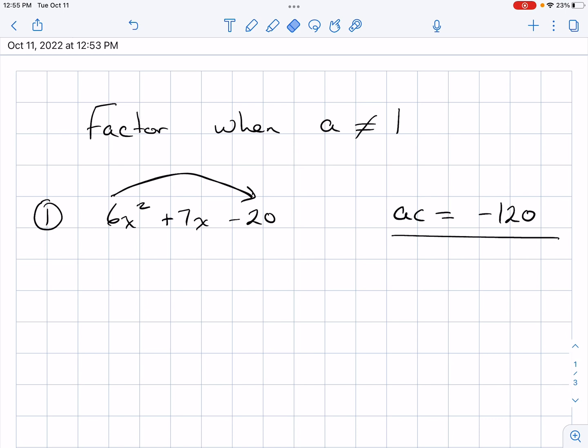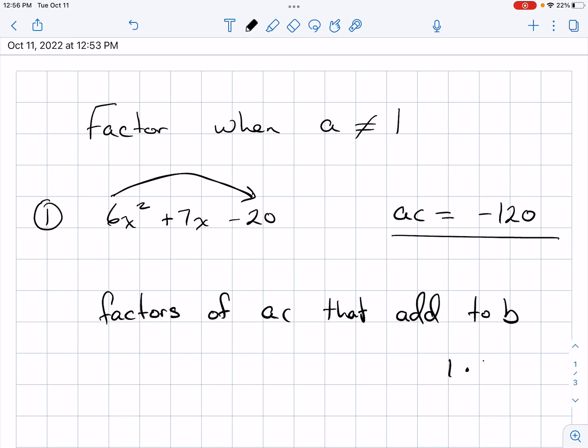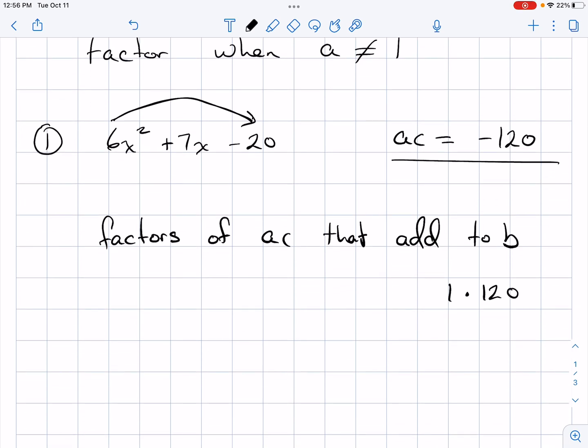So we look for factors of AC that add to B. So factors of 120, obviously 1 times 120, but there's no way that's adding up to 7. In order for this to get 7, I imagine one of them is going to be negative and one of them will be positive. See, 2 times 60, but again, that's not going to get me 7. 3 times 40, getting closer. 4 times 30.